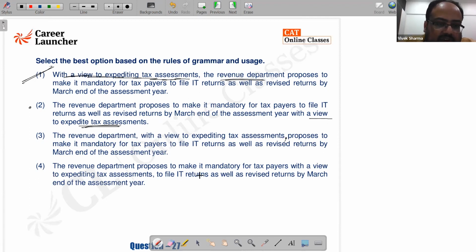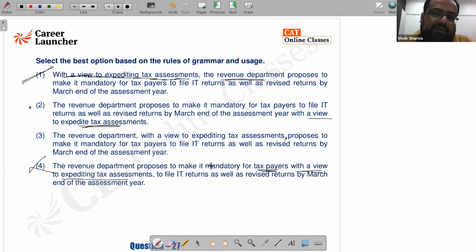The fourth option, the revenue department proposes to make it mandatory for taxpayers with a view to expediting tax assessments. Here it seems as if the taxpayers have a view to expediting tax assessments. This is completely wrong. Option 4 makes it seem as if it is for those taxpayers who have a view to expediting tax assessment that it has been made mandatory. Option 1 is correct.